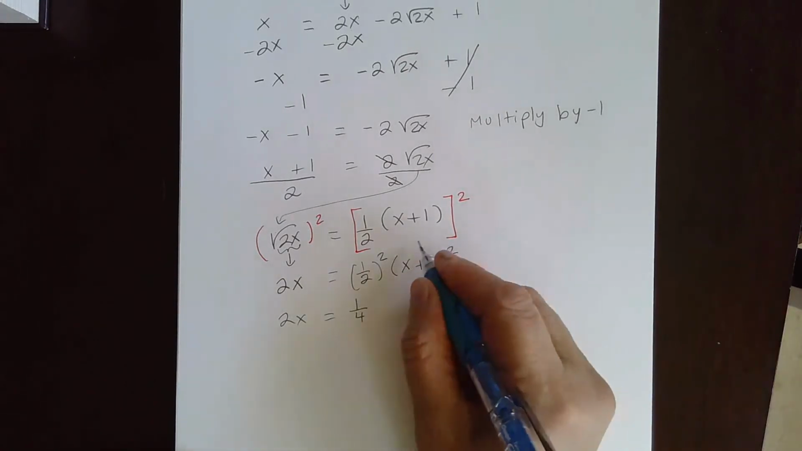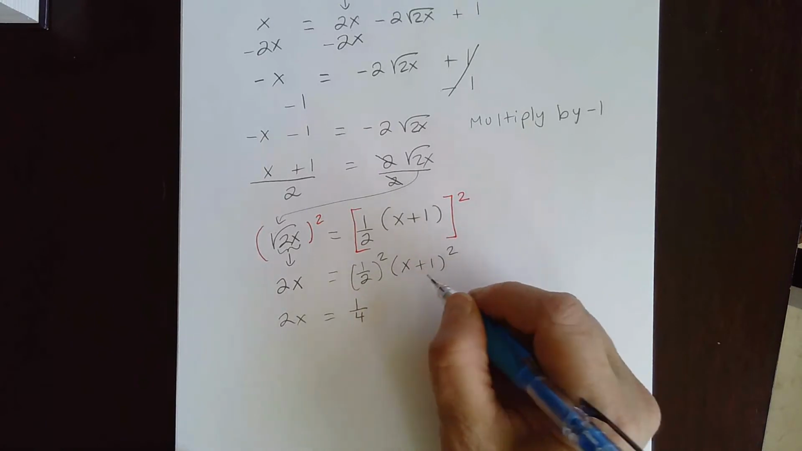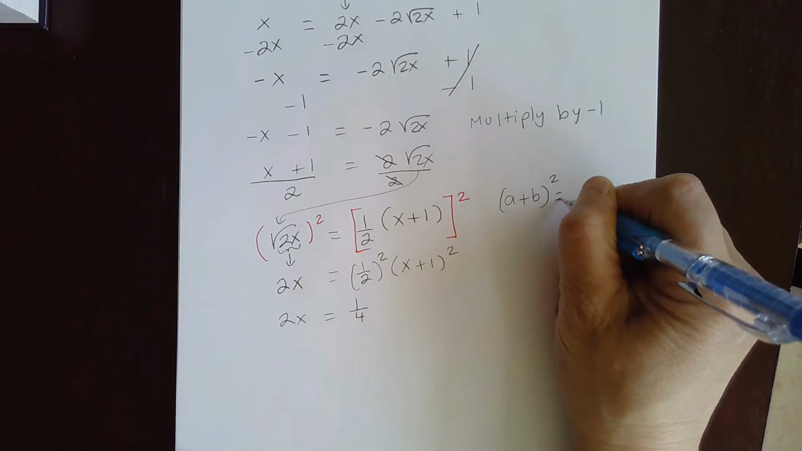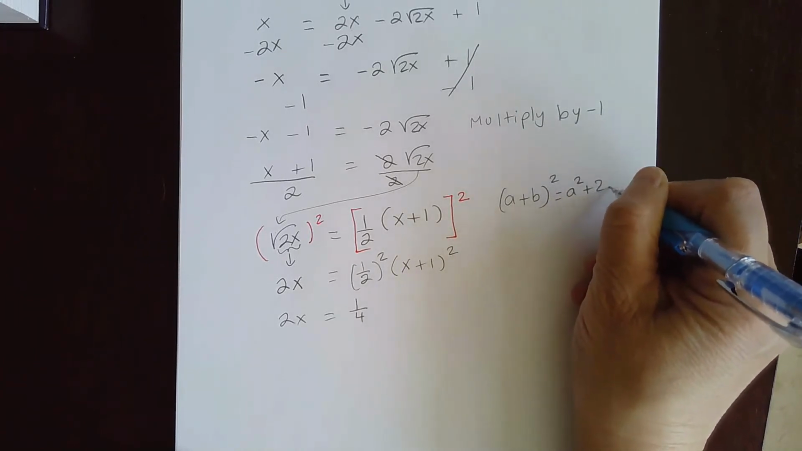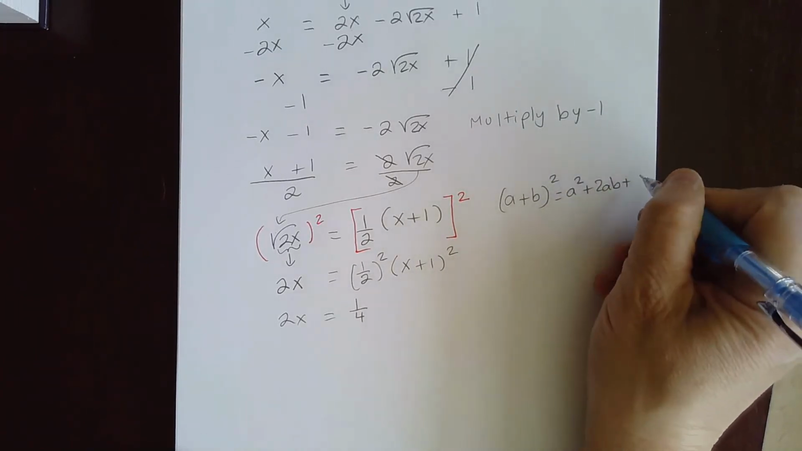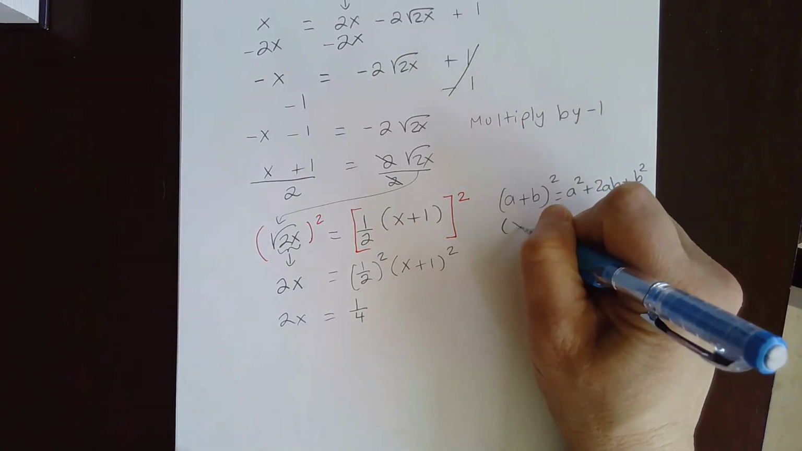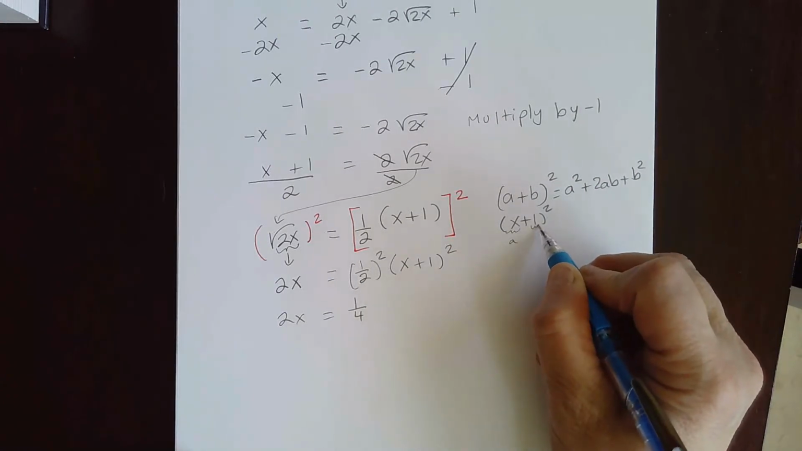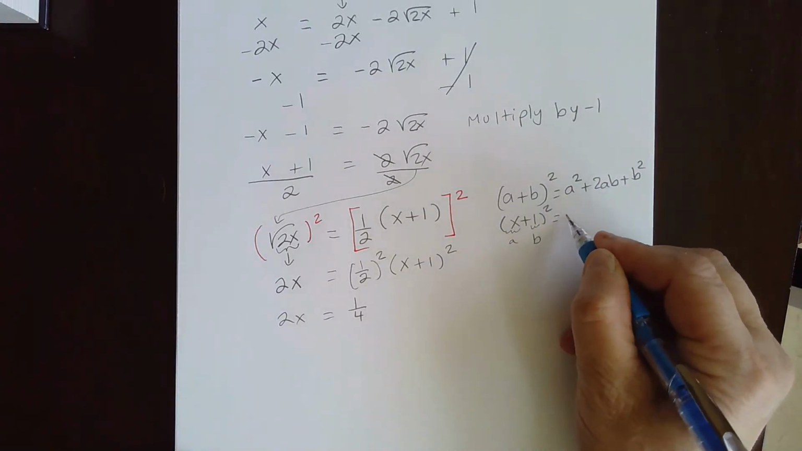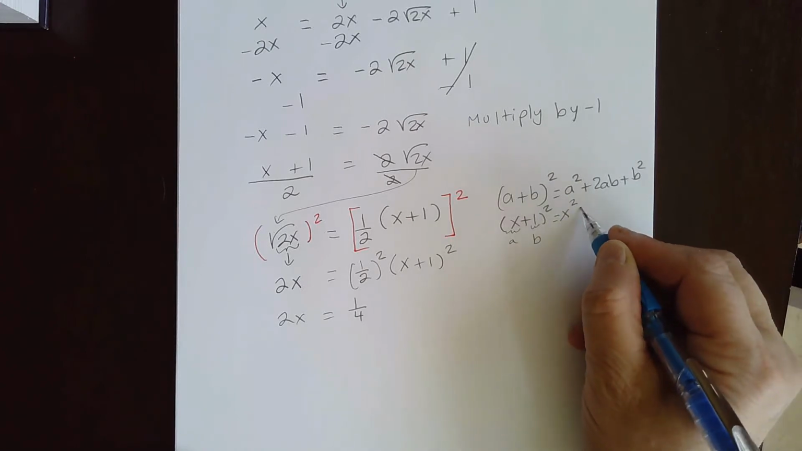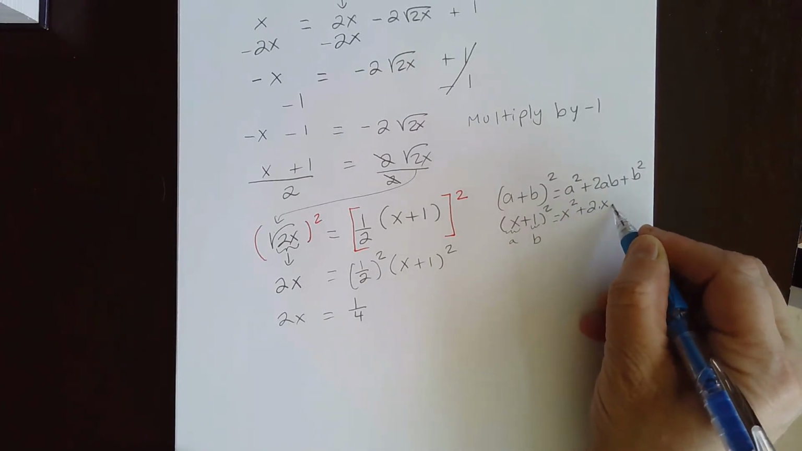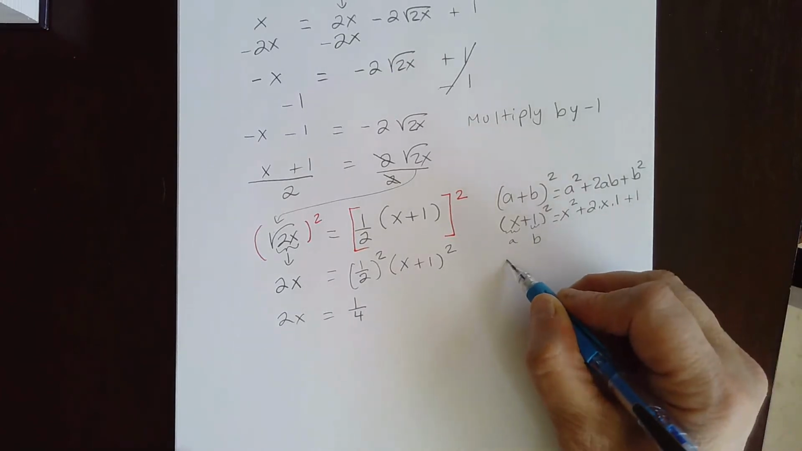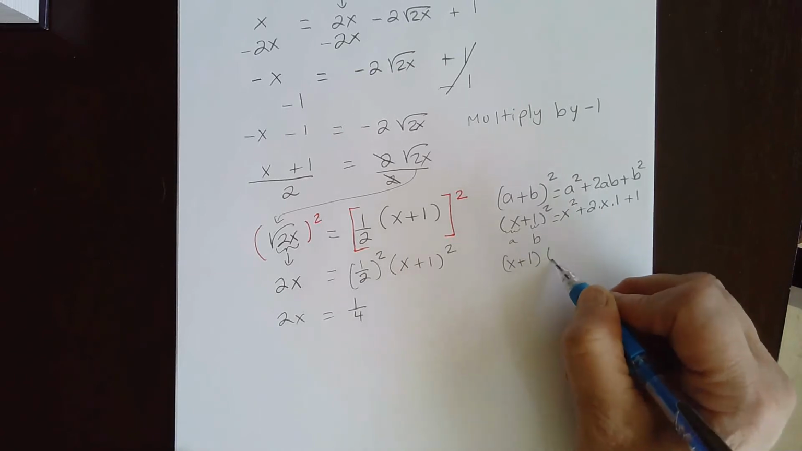And I have to expand this. So what do you have here? And this is the same as a plus b squared. That's a squared plus 2ab plus b squared. So in my example here, I have x plus 1 squared. So this one would be your a and this one would be your b. So a squared would be x squared plus 2 times a times b, which is 1, plus b squared, which is 1 squared.